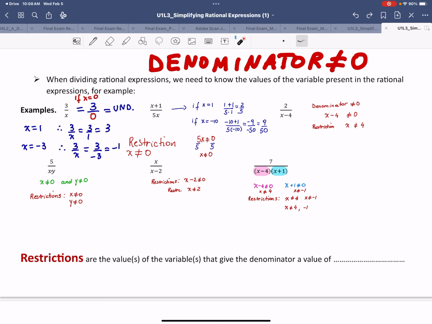But before you leave, remember that restrictions are the values of the variables that will give the entire denominator a value of 0. So 0 is not the restricted value of x, but the value of x that makes the denominator 0 is the restriction.